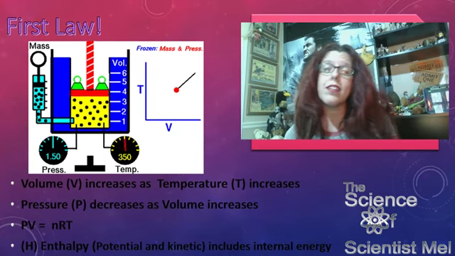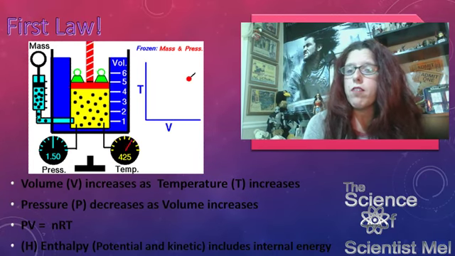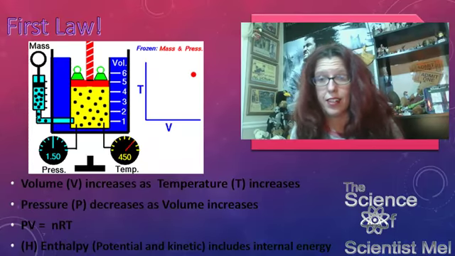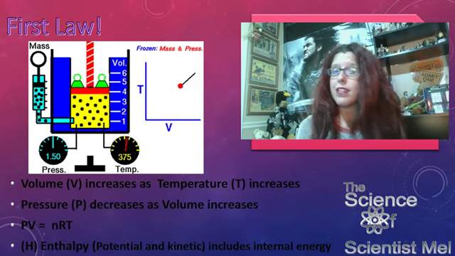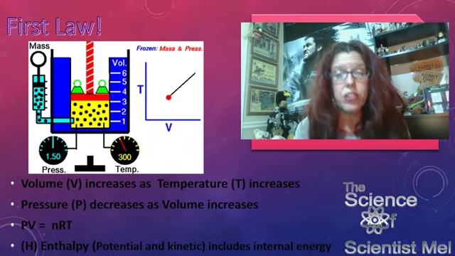R is the constant. If I were to increase the amount of molecules, that's the letter n in the equation, and the volume stayed the same, that means that piston didn't go up. The pressure would go up.